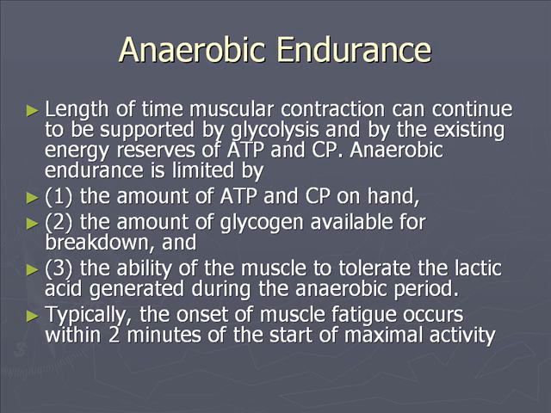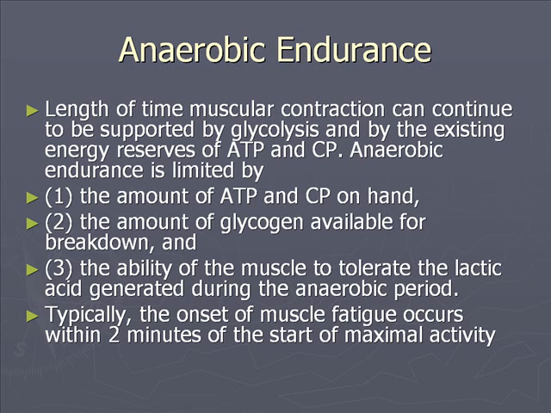The length of time muscle contractions can continue to be supported by glycolysis, by existing energy reserves of ATP and creatine phosphate, is very limited. It's limited because of the amount of ATP and creatine phosphate typically on hand, and the amount of glycogen available. Glycogen is the storage unit for glucose, typically in the liver and in the muscle. Glycogen is stored there, and can be broken down to release more sugar. But when glycogen is being broken down, lactic acid is produced, and lactic acid changes the body's pH.